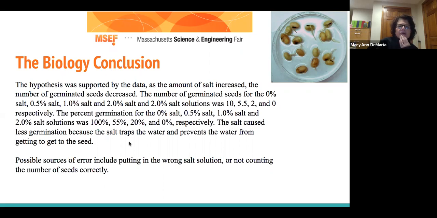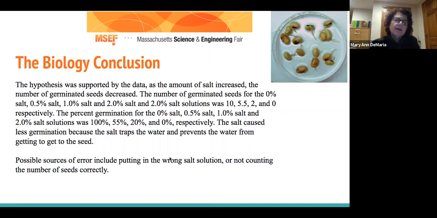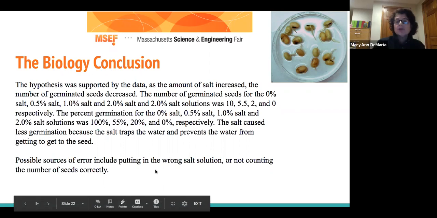The salt caused less germination because the salt traps the water and prevents the water from getting to the seeds. So this is more about adhesion and cohesion, like the water molecules being attracted to the salt. And if they're attracted to the salt, they're not going to be accessible to the seeds. And again, same thing: putting in the wrong salt solution or not counting the number of germinated seeds correctly, because it was difficult to actually tell when the seeds germinated or not. But they didn't say all that here, but they should have.